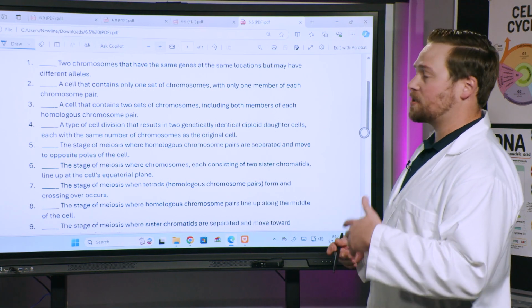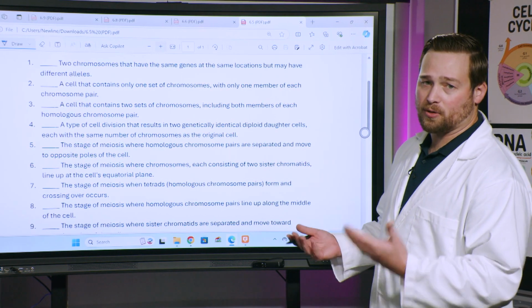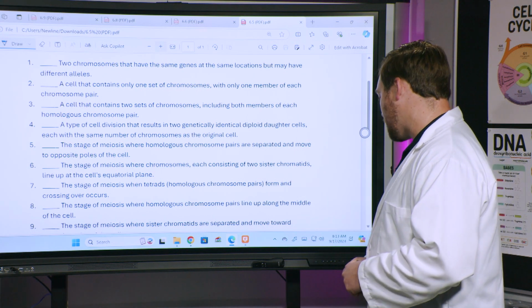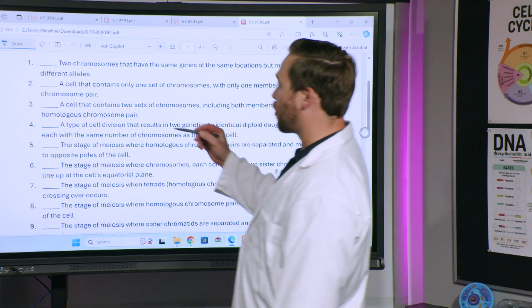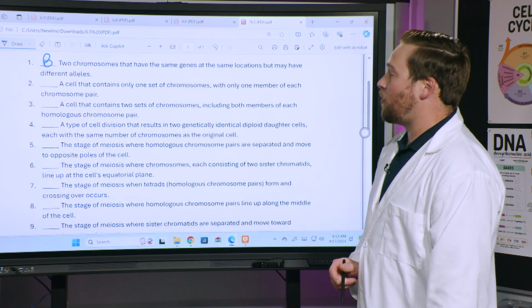These 2 chromosomes, they're similar size, similar shape, they have roughly the same genetic material, but they might be different forms of it. So you might remember that those are called homologous chromosomes. Okay, so let's go with letter B for that one. Okay, let's move on. Number 2.